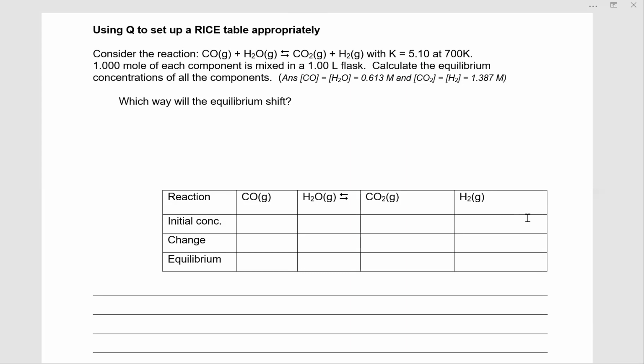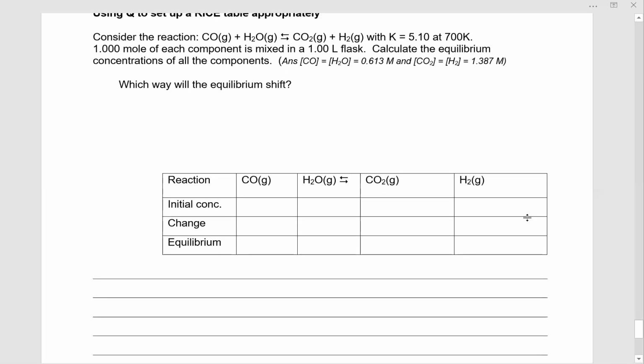We're going to use Q to set up a RICE table appropriately. So consider the reaction carbon monoxide reacting with H2O to form CO2 and H2, and we're given a K of 5.10 at 700 K. 1 mole of each component is mixed in a 1-liter flask. Calculate the equilibrium concentration of all the components. Well, I'm just going to go ahead and fill this in first. So I have 1, 1, 1, and 1.